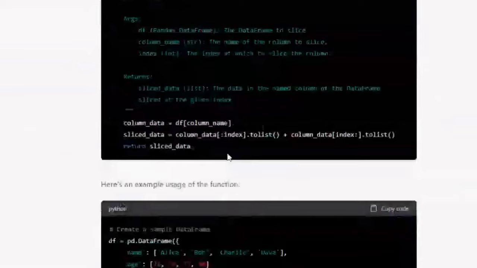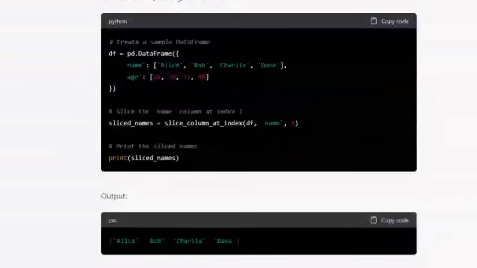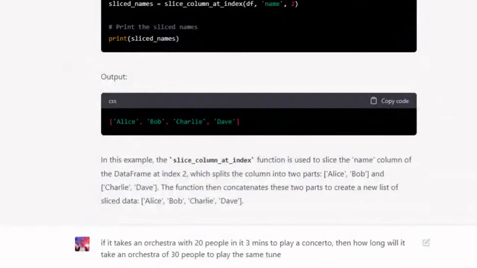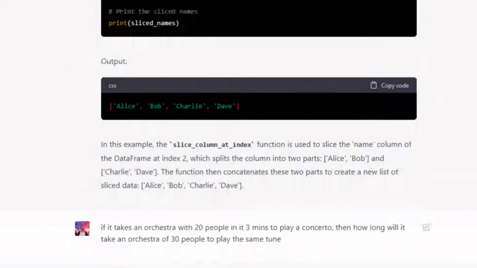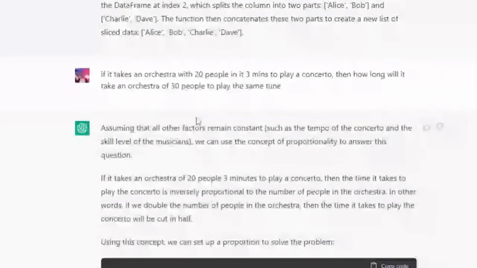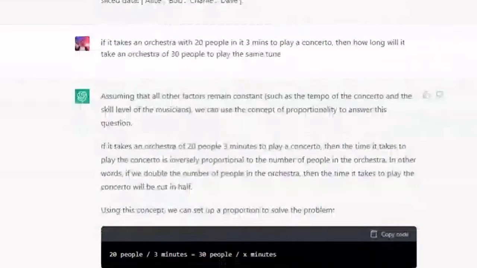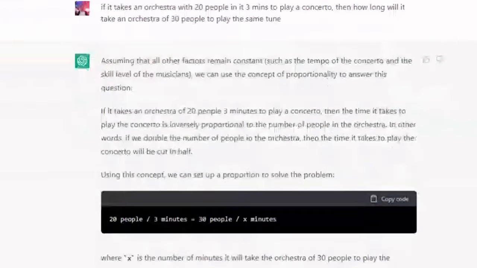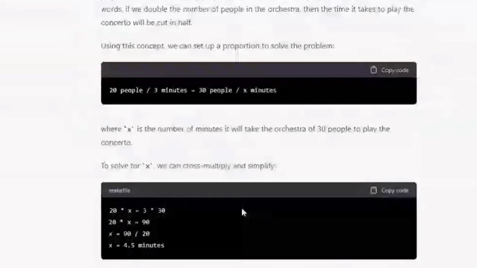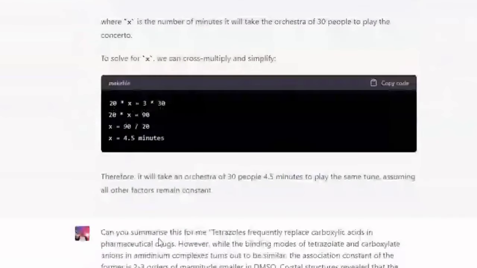The other one that I did as an example was, I asked it a question. If it takes an orchestra with 20 people in it 3 minutes to play a concerto, how long will it take an orchestra of 30 people to play the same tune? And it did a very programmatic thing. It saw numbers, and it's obviously gone and done a sum with those numbers. It came up saying, assuming all the factors are the same, the tempo and all this kind of stuff. So it's prefaced its answer, and it basically says, right, well, it takes 20 people 3 minutes, so how long will it take 30 people? So it goes away and does the maths correctly based on what it's assumed, obviously. And it says it takes 4.5 minutes for 30 people to play that same tune.